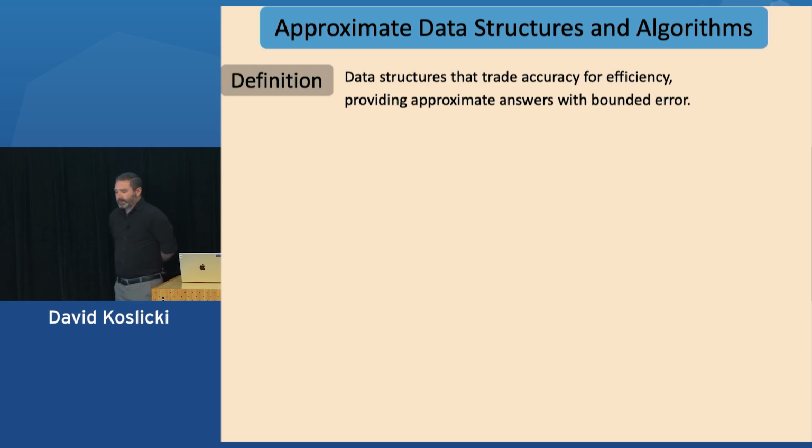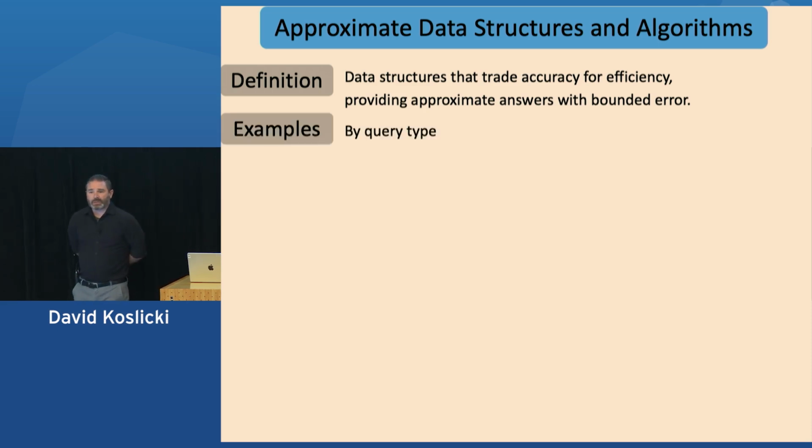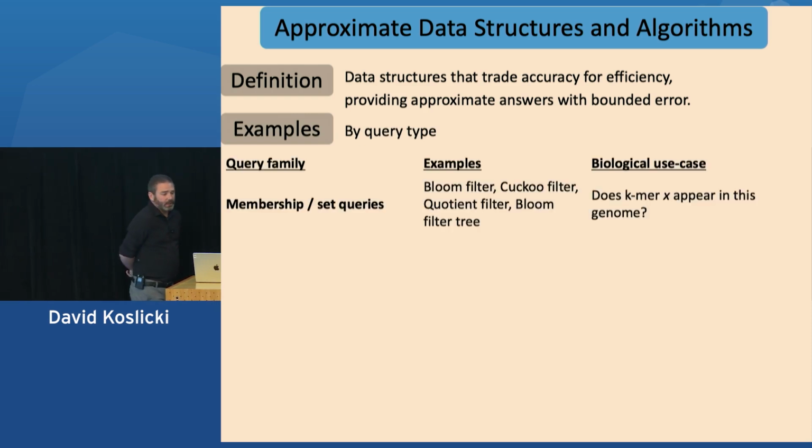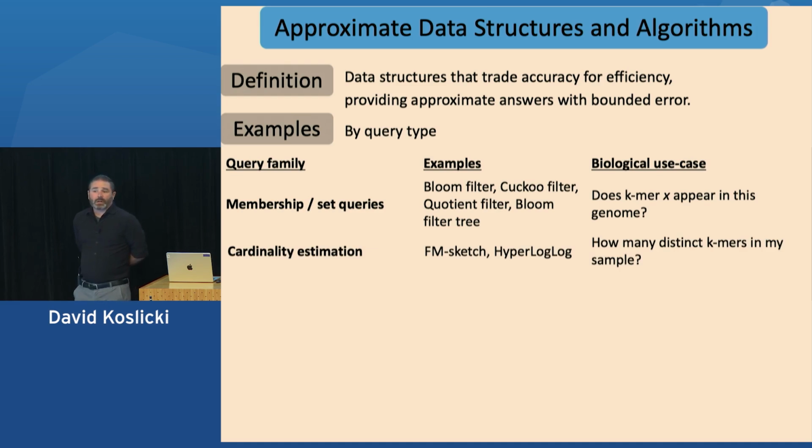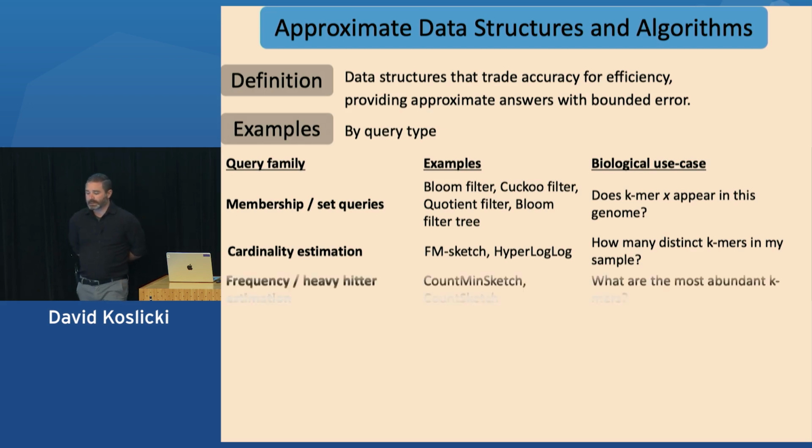And these sorts of approaches have a lot of different applications, and you can slice and dice them in different ways. Here I'll do it by query type. So you could be interested in, for example, membership queries, things like Bloom filters, cuckoo filters, et cetera, that answer questions like, does this k-mer or does this sequence appear in this particular genome or this particular sequencing set? You can also do things like cardinality estimates. So how many distinct k-mers do I have in my set, or how many distinct reads do I have in my sample? And you can use things like HyperLogLog to do this.